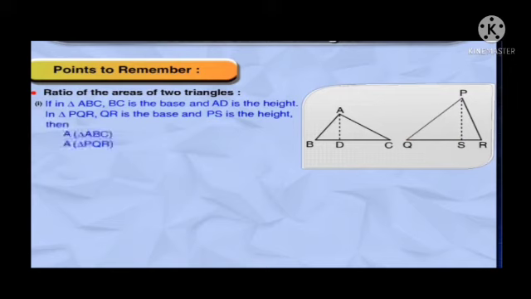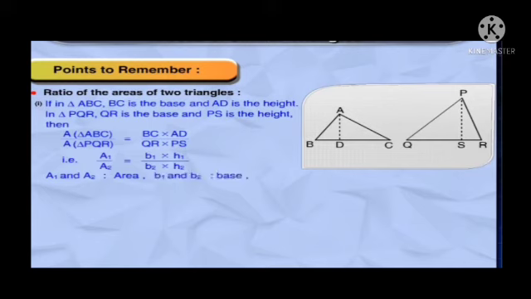Then we get area of triangle ABC upon area of triangle PQR is equal to BC into AD upon QR into PS. That is, we can also write A1 upon A2 is equal to B1 into H1 upon B2 into H2. Very good. Now let's see. Here we know that A1 and A2 are areas, B1 and B2 are bases, H1 and H2 are the heights of the triangles.